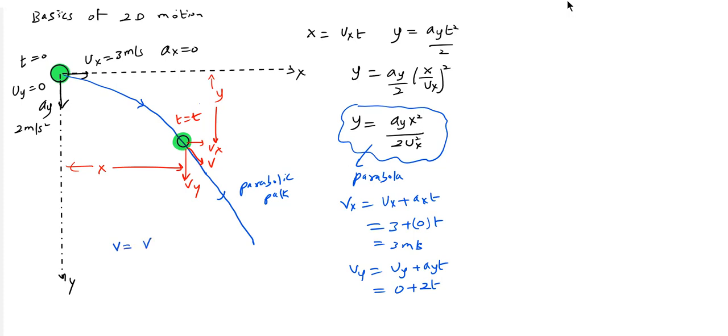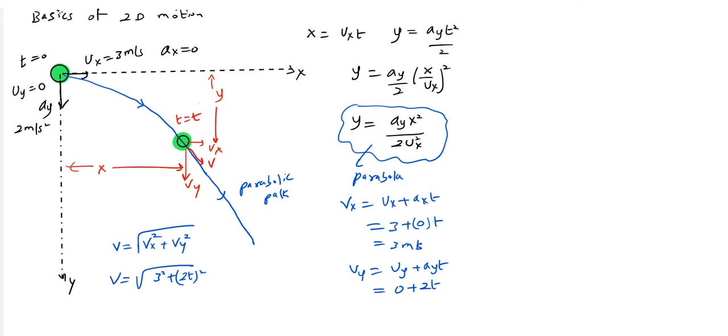v is equal to the square root of vx square plus vy square. vx square is how much? 3 square. vy square is how much? 2t whole square. Like this, we'll get the speed of the particle.